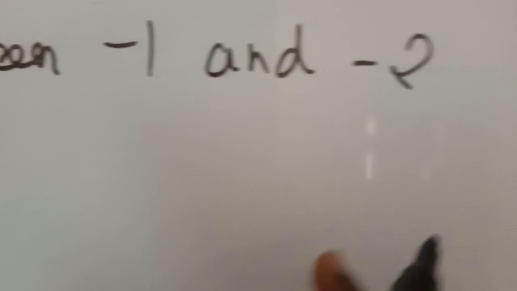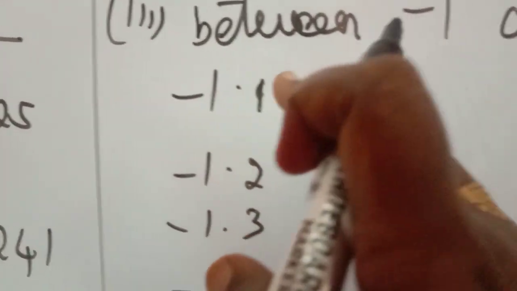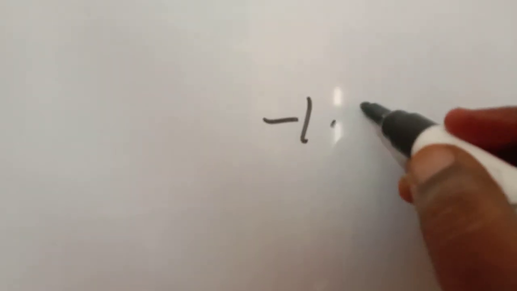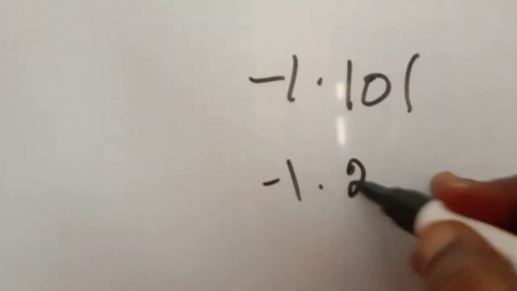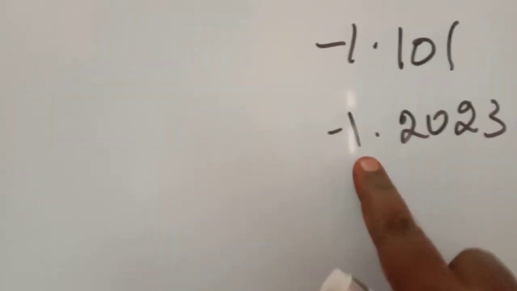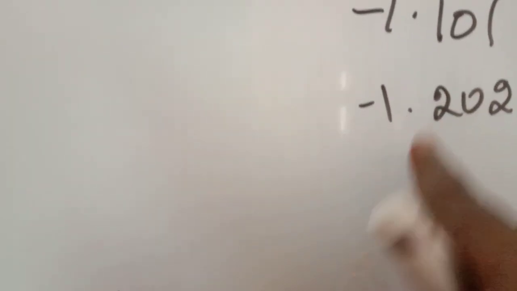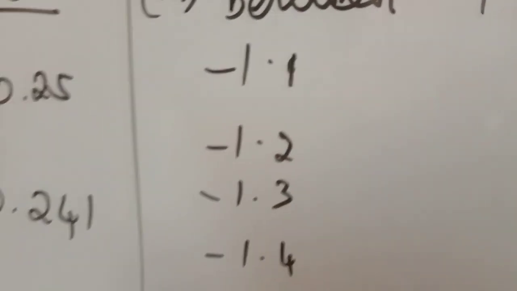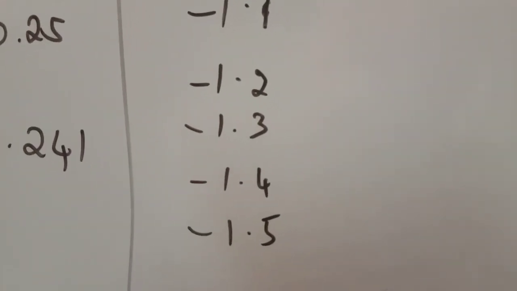Like that -1 and -2. So write -1 5 times. Then point here -2 only. So 0.1 up to 0.9 we can write. Otherwise here also we can write -1.01, -1.20, sorry, 2, 0, 2, 3, 4, any numbers we can write. But this number should not be -2. Between -1 point, some numbers you can write. So like that any 5 numbers we can find. So first exercise over. Thank you children.